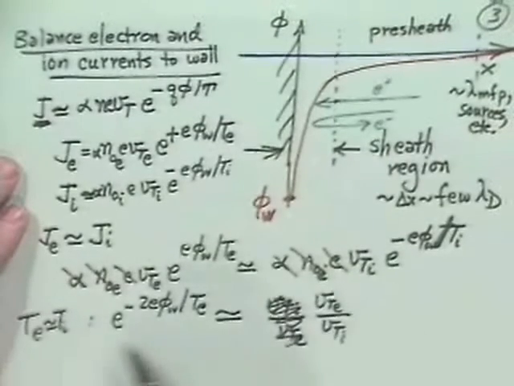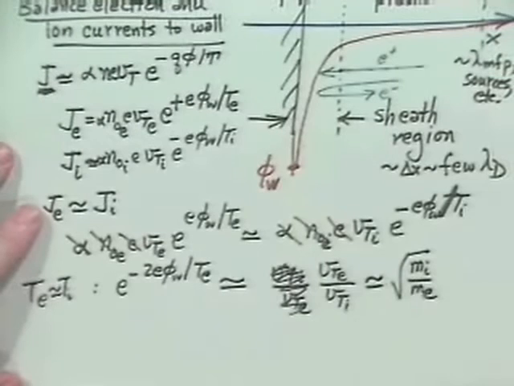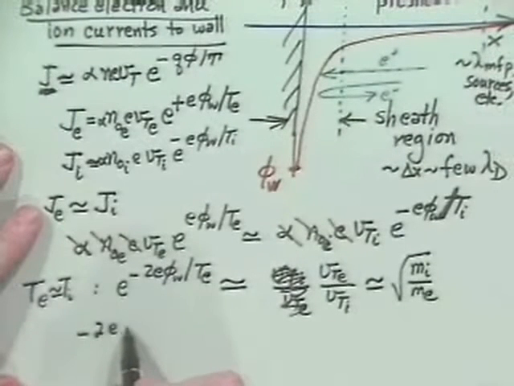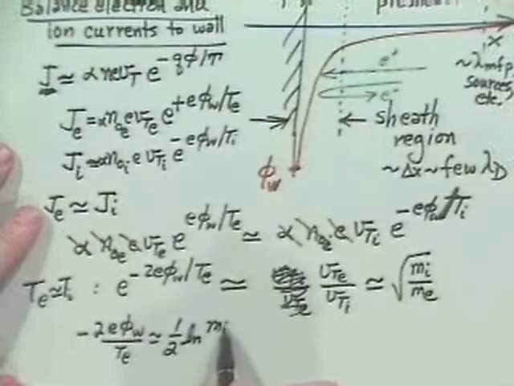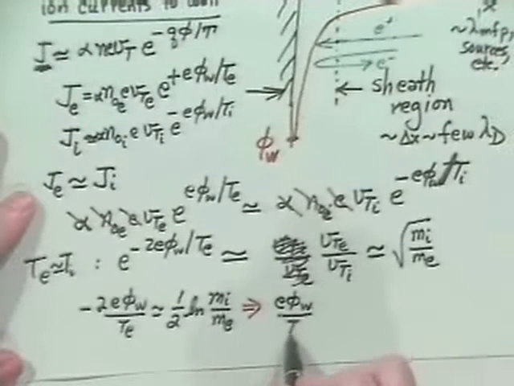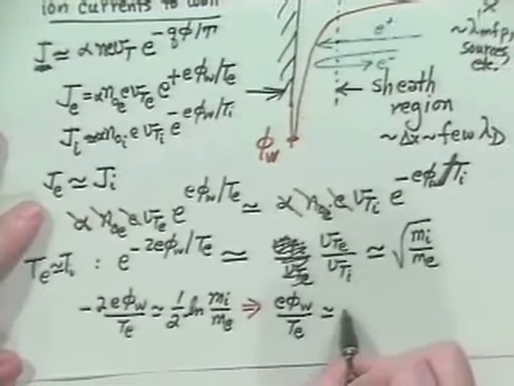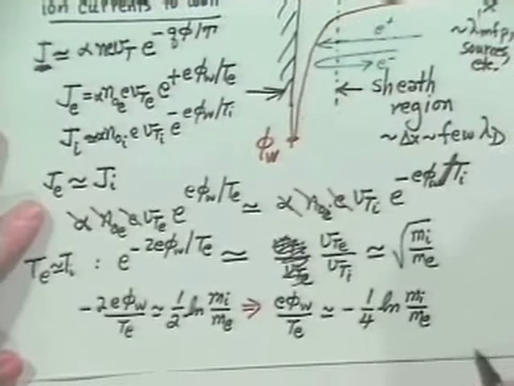Okay. So if I take the logarithm of both sides and realize that this is approximately the ion to electron mass ratio, then I get minus 2e phi wall over Te is approximately equal to 1/2 the logarithm of Mi over Me. If I work this out, this gives me that e phi wall over Te, so I'm just measuring the potential in units of the electron temperature, is approximately equal to minus 1/4 of the logarithm of Mi over Me. And it turns out that's minus 2.